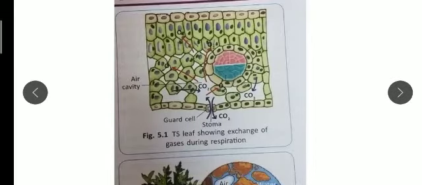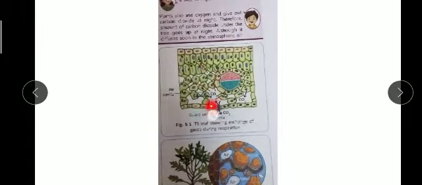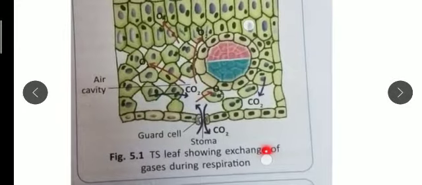In the leaf, there are some air cavities present, you can see wide gaps. In those gaps the gases can also diffuse, since they have space to move. Here you can see carbon dioxide coming out and oxygen going up. For showing oxygen they use the red arrow, and for carbon dioxide the black arrow.